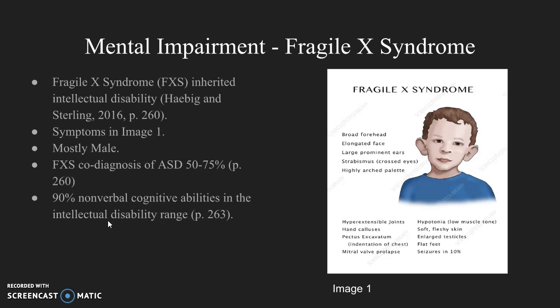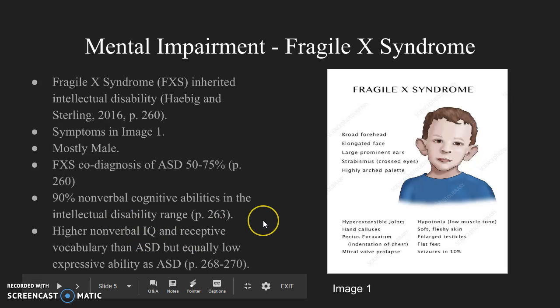90% of nonverbal cognitive abilities are within the intellectual disability range, meaning that the higher nonverbal IQ and receptive vocabulary are much higher than the average child with autism, but they also have an equally low expressive ability as autistic children. Meaning that while children with Fragile X syndrome are able to take in more input into their own nonverbal IQ and take in more vocabulary, they cannot express it back.